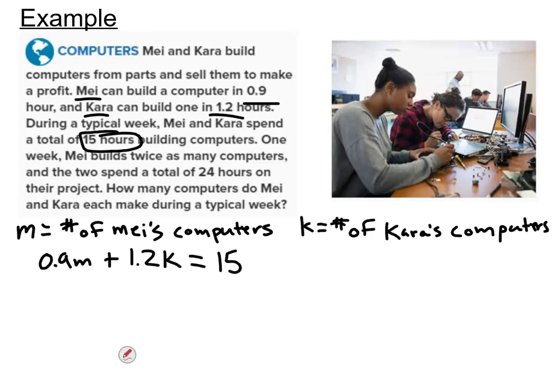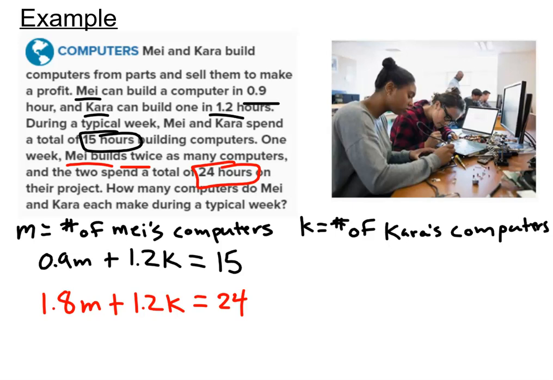Then the next one is Mai builds twice as many computers. So instead of the 0.9, that's going to be 1.8. Twice as many. And then Kara's the same here. But together they had 24 hours. Okay, so now we want to find where these two cross. Because these two are the same, we're going to add. We're going to subtract, my bad. Okay, we're going to subtract.